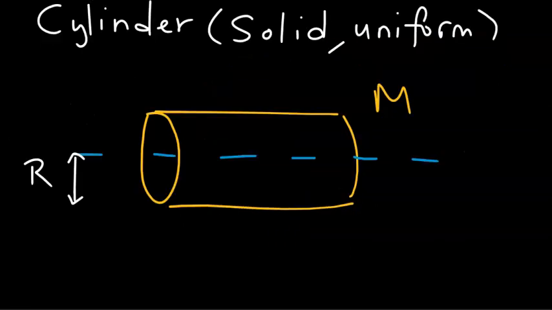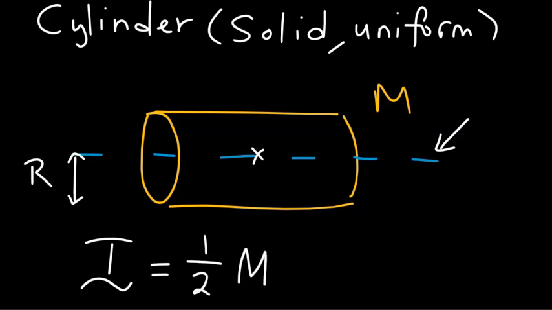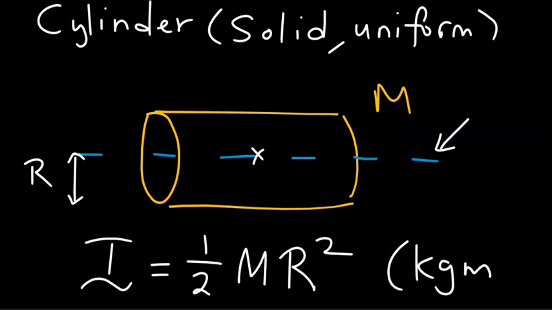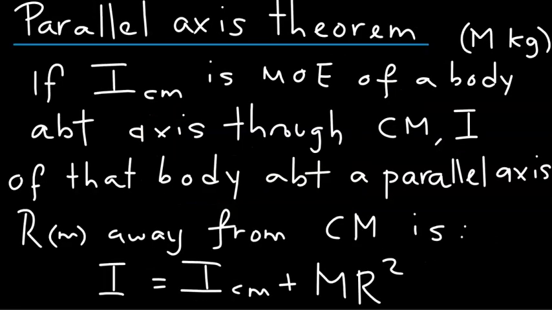What about a solid uniform cylinder, such as the one shown? This is the axis of rotation. The center of mass is somewhere there, so the axis is passing through the center of mass. The moment of inertia, in this case, will be half times the mass times the square of the radius of that solid uniform cylinder. And again, you can see the unit is kg meter squared. Next, let's look at the parallel axis theorem.